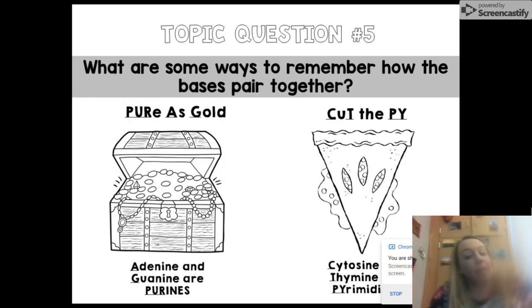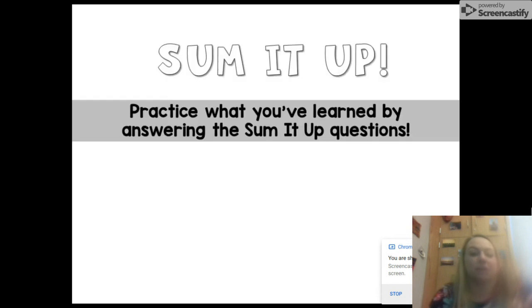Then, trying to remember which is a purine and which is a pyrimidine, you can remember pure as gold. So adenine and guanine are purines, pure as gold. AG stands for gold. Cut the pie, cytosine and thymine are pyrimidines. So just a little trick to remember those guys.